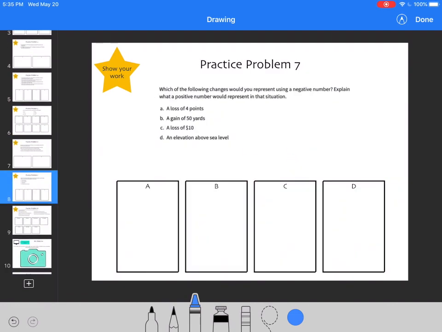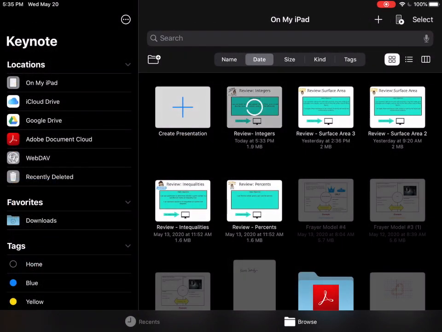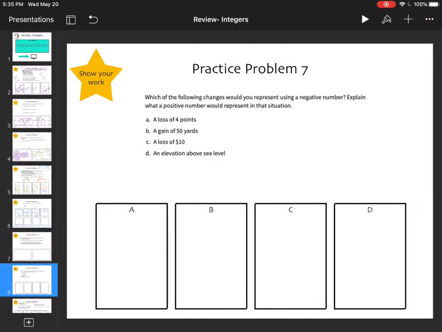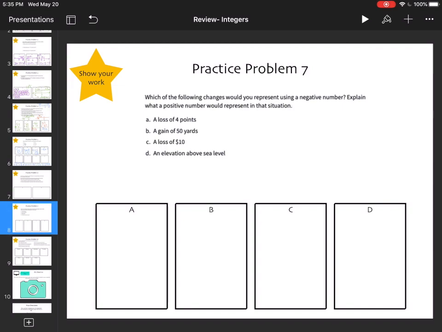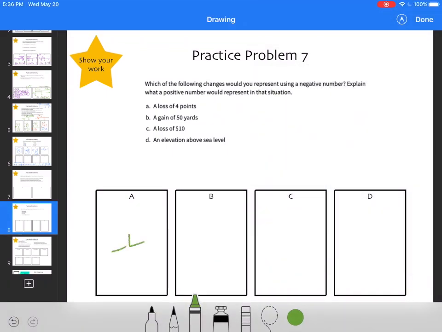All right, which of the following would represent a negative number? Explain what a positive number would represent. Which of the following changes would you use to represent a negative number? So a loss of 4 points, that would definitely be a negative number. A gain of 50 yards would be a positive number. A loss of $10 would be a negative number, and an elevation above sea level would be a positive number. So if I wanted to come up with my negatives, it would be A and C.